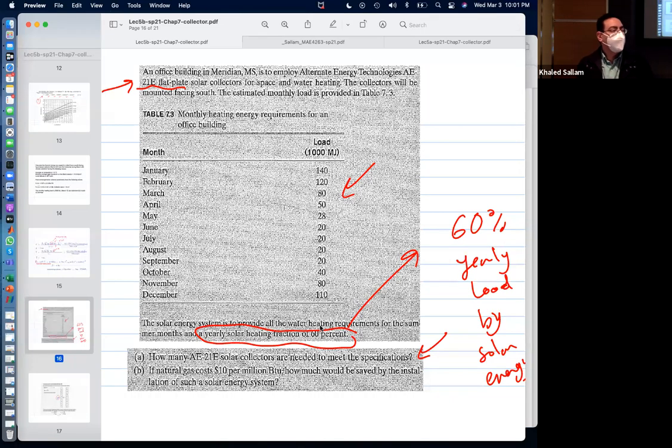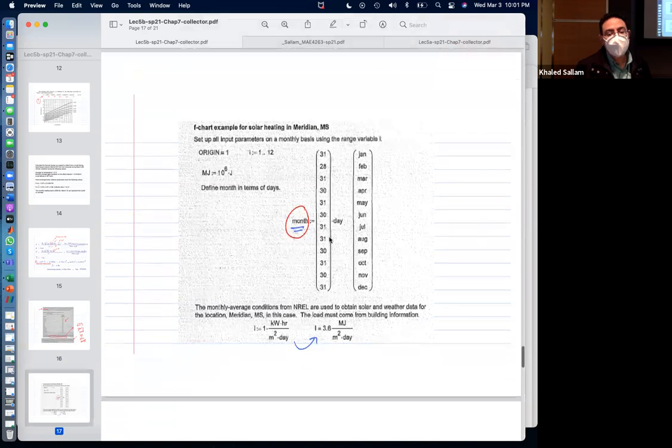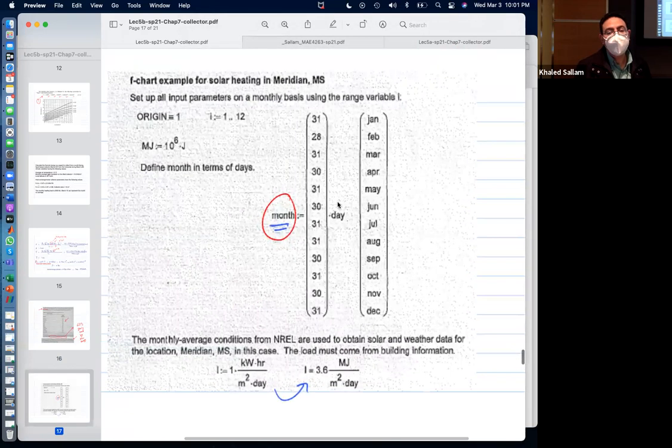Let's do it again. Did I get 60%? No, not yet. Let's increase the number of collectors. So this is a little bit more complicated because he has to do it for every month. An easier version would be, I want every month to be 50%. That's easier than saying, I want the yearly load to be 50% or 60% by the solar. Right? So you have to do this in a MATLAB or Excel file. So he's doing it with MathCAD, basically.